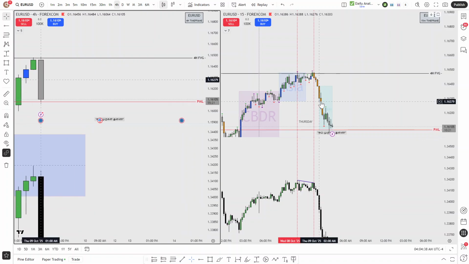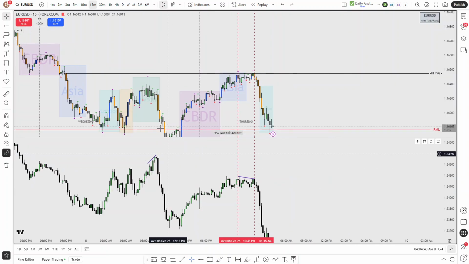See, above is the Euro chart and below one is the GBP chart. This is yesterday's trade. This is the SMT which we saw between Euro and GBP. This is today's trade. See the vertical red lines. This is the SMT.